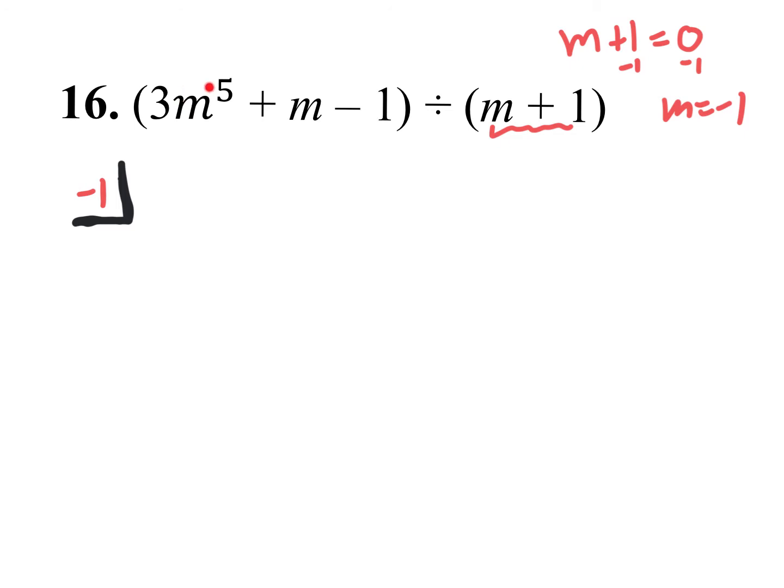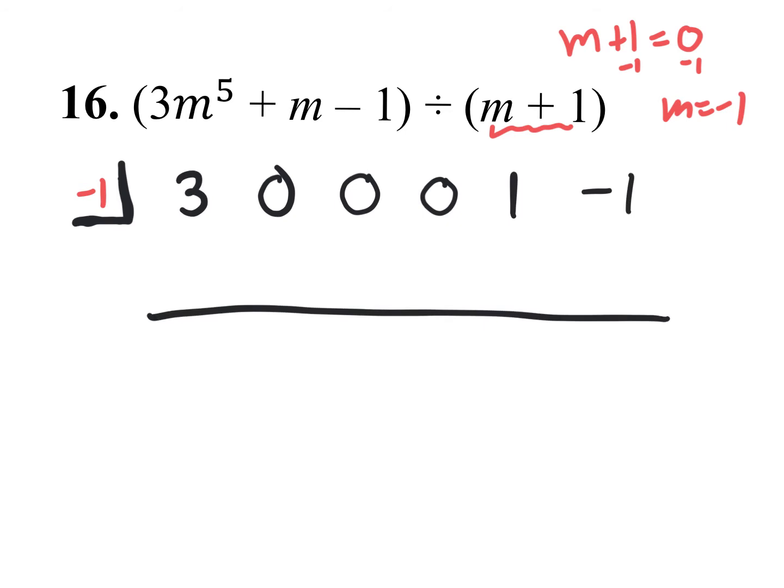So starting with 3m to the 5th, the number in front of 3m to the 5th, the coefficient is 3. Now the number in front of m to the 4th, there is no m to the 4th, so you put 0. The number in front of m to the 3rd, not there, put 0. The number in front of m squared, it's not there, put 0. The number in front of m is a 1, and the number at the very end, the constant, is a minus 1.